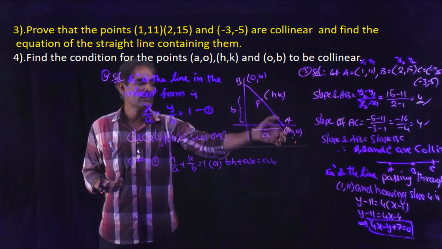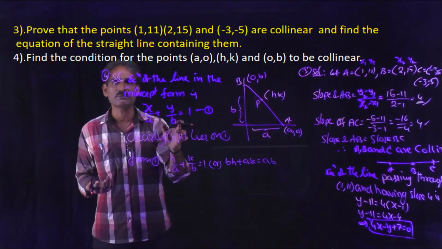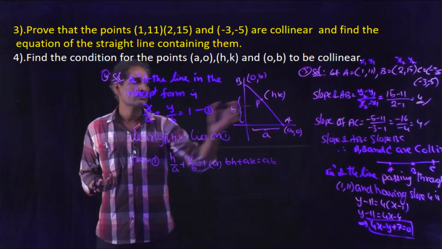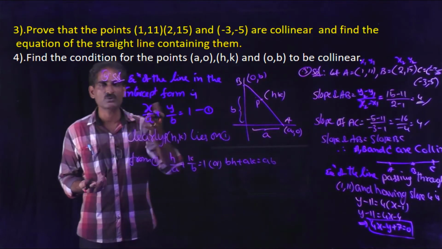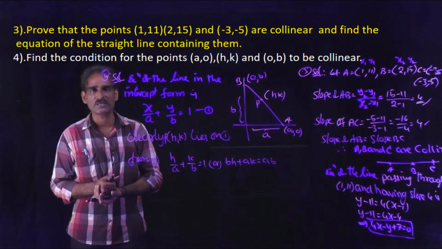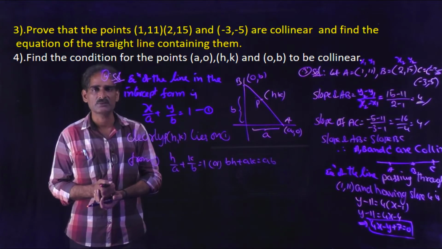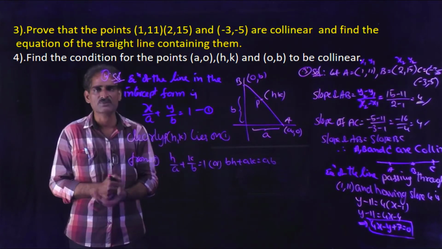Okay. With the help of these two, this is the equation of the line by direct method. It's clear this lies on the line. Just substitute h comma k in place of x and y. Then we will get a condition. This is the condition in terms of the given terms.